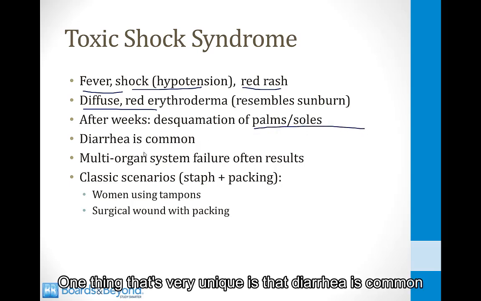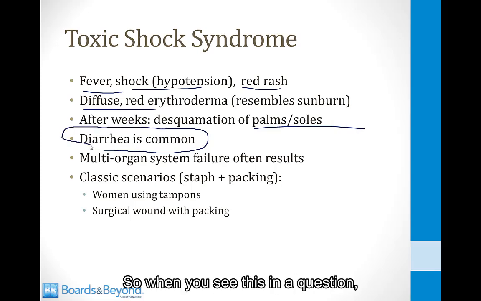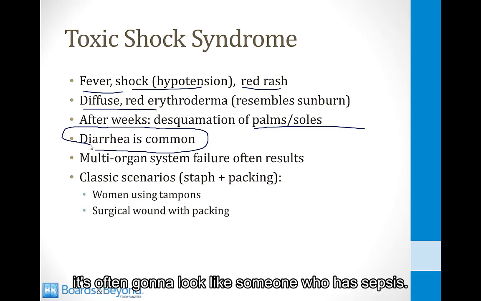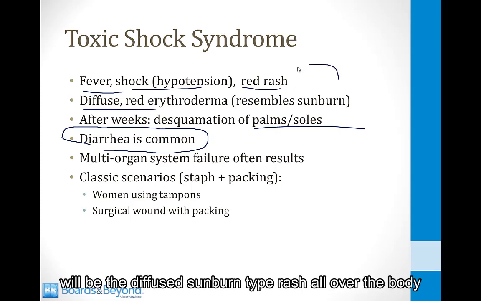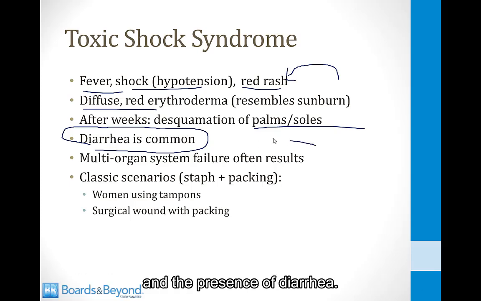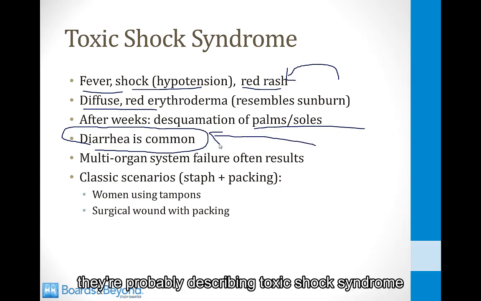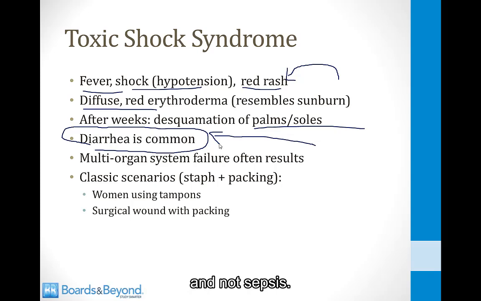One thing that's very unique is that diarrhea is common to the toxic shock syndrome. So when you see this in a question, it's often going to look like someone who has sepsis. They're going to have fever and shock. But the two things that will tip you off will be the diffuse sunburn type rash all over the body and the presence of diarrhea. When you see those two things, they're probably describing toxic shock syndrome and not sepsis.